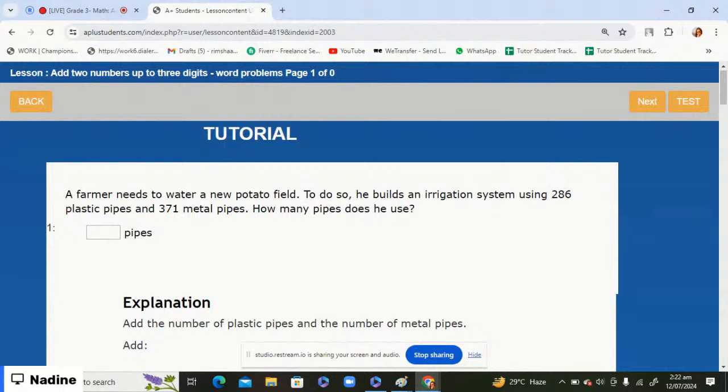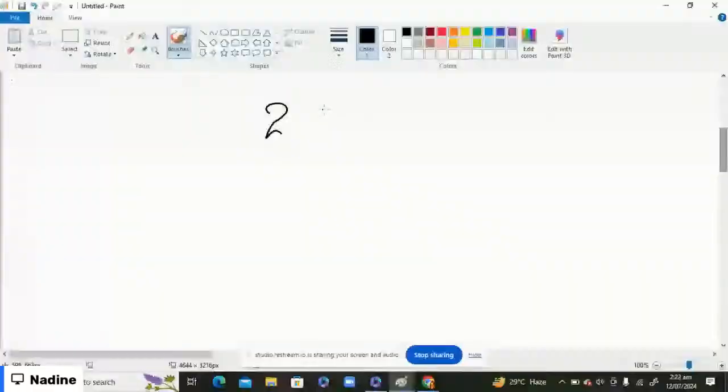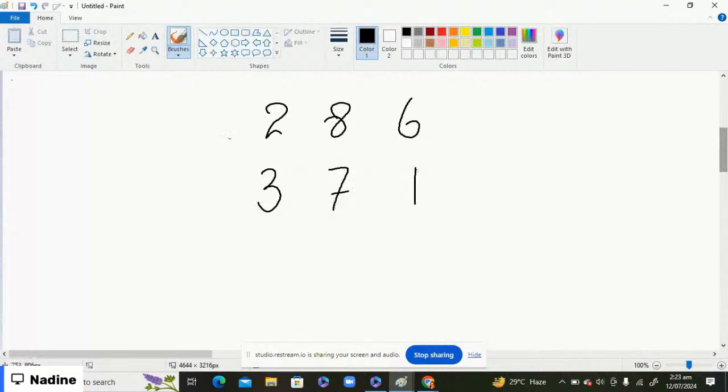So let's write it. 286 with 371. So here I'm going to write 286. This 286 is for plastic pipes, and how much for the metal pipes? These are 371. Now let's just add up. You all solve this in your notebook and then tell me the answer, everyone. Do you all have your notebook and pencil? Solve this question in your notebook and then tell me the answer here. Do it, everyone.